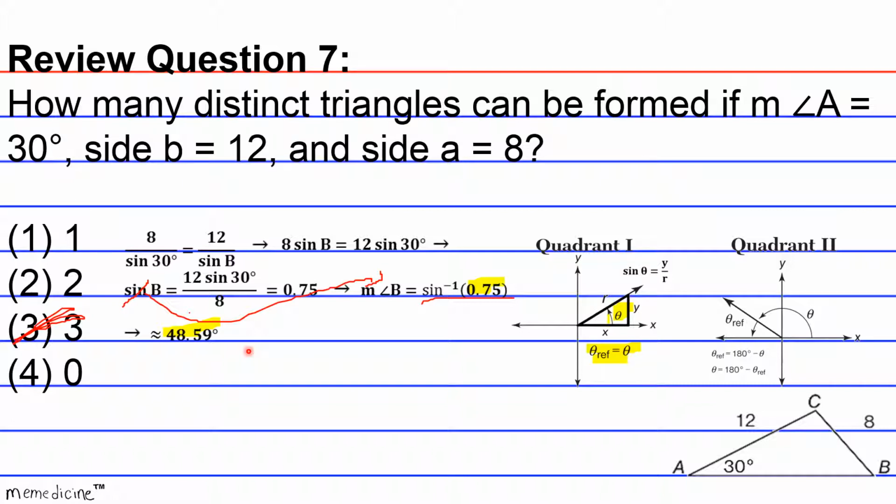Okay, so if angle B is acute, then it's going to be 48.59. But if angle B is obtuse, we have to use the quadrant 2 formula to figure out the angle measurement, which is 180 minus 48.59 degrees, minus our reference angle, and that's going to yield an answer of 131.41 degrees. So this angle here, if this reference angle were 48.59 degrees, this angle would be 131.41 degrees, okay?